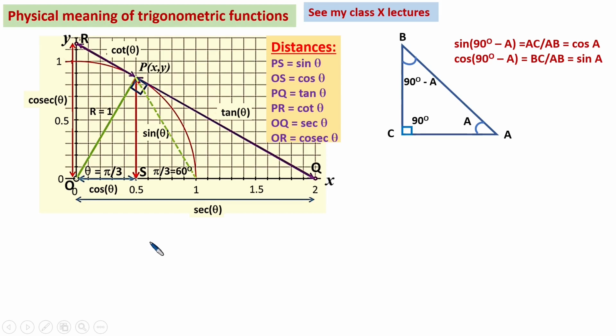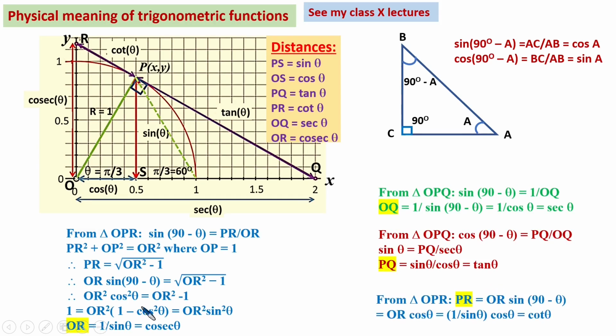So how do we prove this? You have four of them. I have highlighted here: OR, OQ, PQ and PR. So I take the triangle OPR. If this is theta, then this angle is 90 minus theta. So I take the sine of 90 minus theta, the opposite side, that is PR by OR.